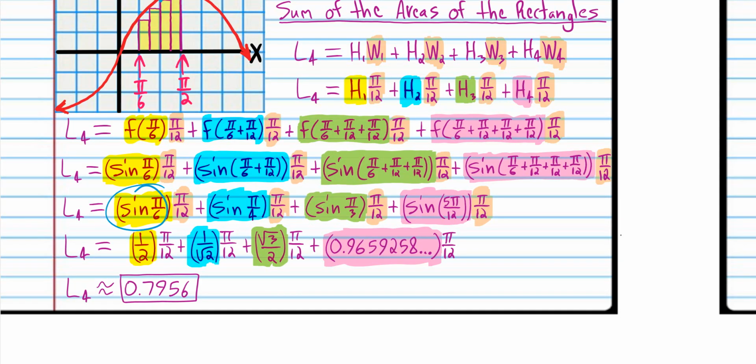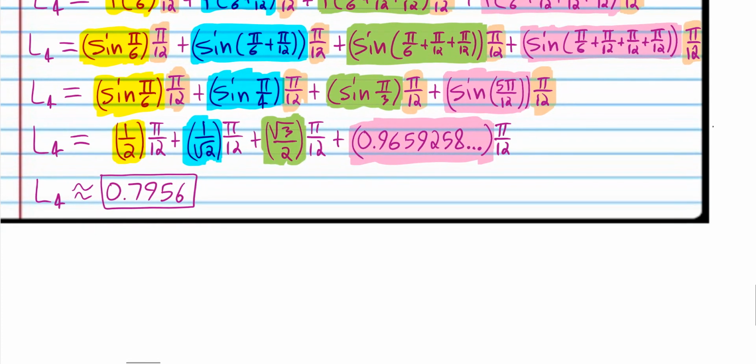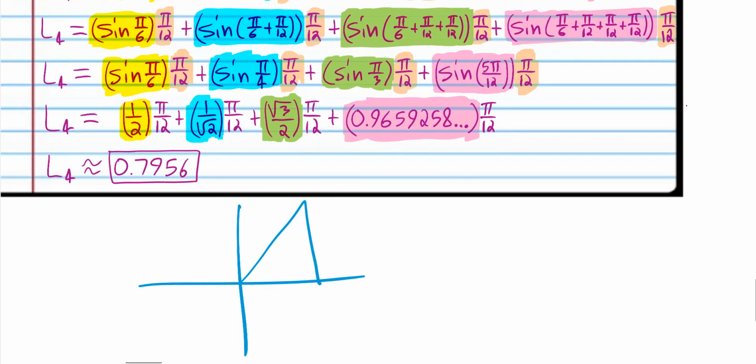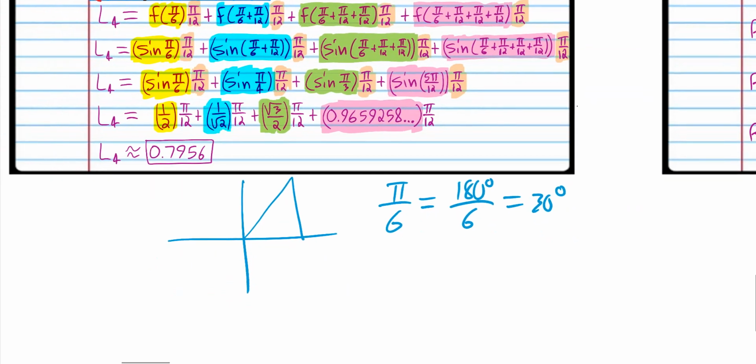Pi over 6 is 30 degrees, pi over 4 is 45, pi over 3 is 60 degrees. Now, we learned in my trigonometry course that we have special angles. Pi over 6 is 30 degrees. How do I know that? Well, pi is 180 degrees. That's one way to do it.